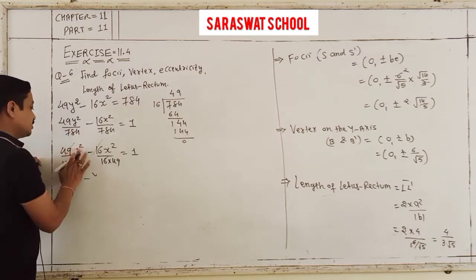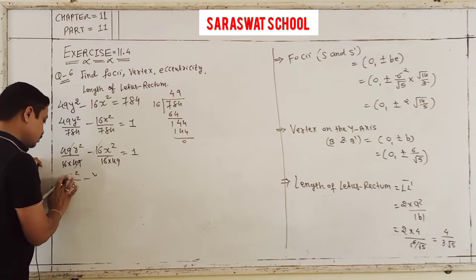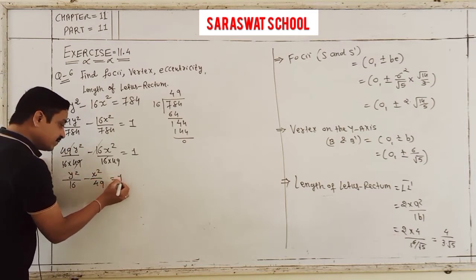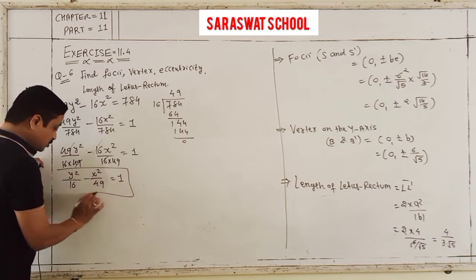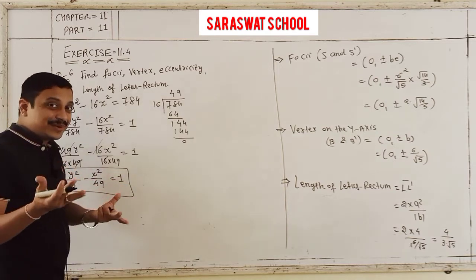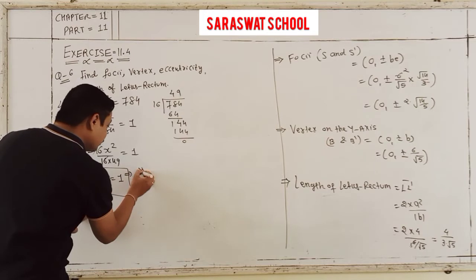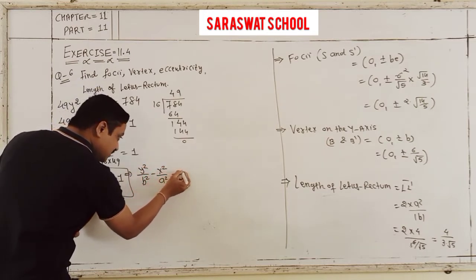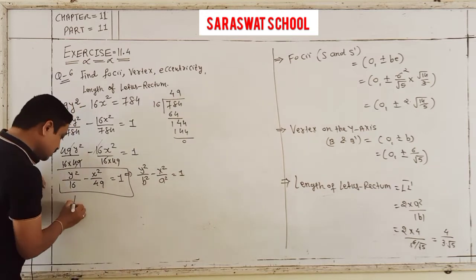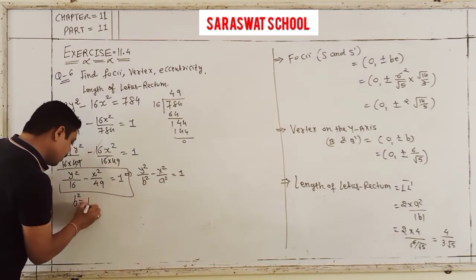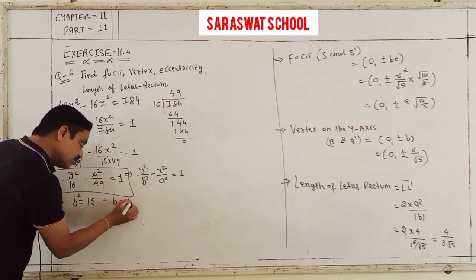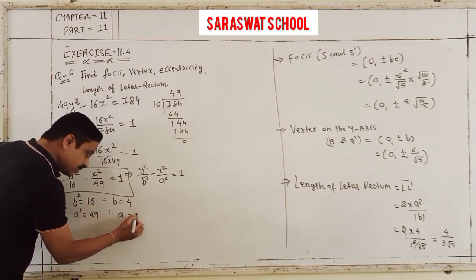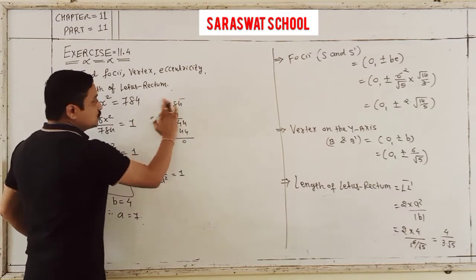Next, sorry students, it is y square by 16 minus x square by 49 is equal to 1, and here I will go to just comparisons. In your hyperbola, y square by b square minus x square by a square is equal to 1. So b square becomes 16, b is 4. a square becomes 49, a is 7. And now you will go to students' drawing.